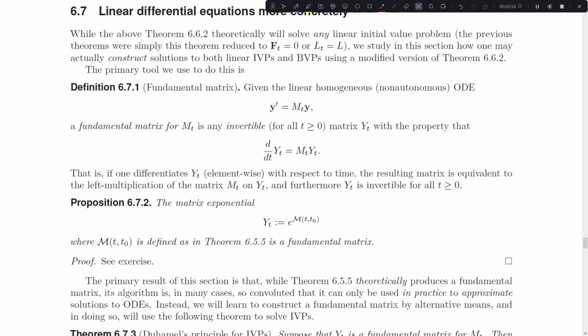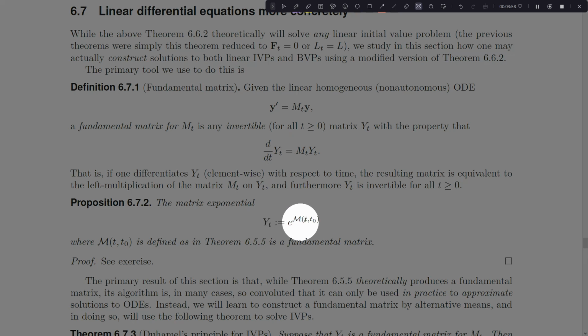And why did I introduce this idea? Because we're basically reverse engineering things. So if we find capital Y, we've actually found this exponential matrix as well. So we're going to be searching for one of these today.